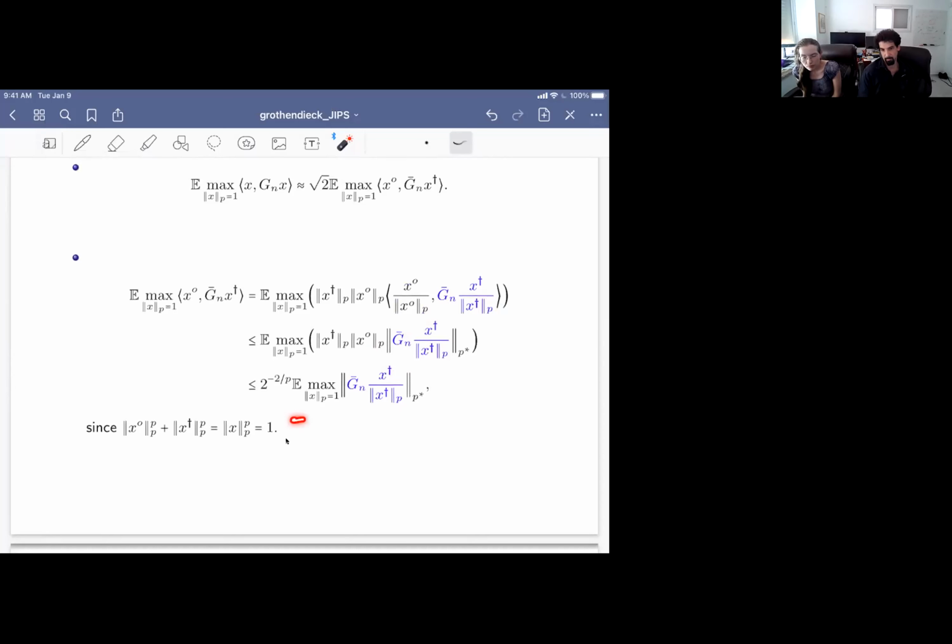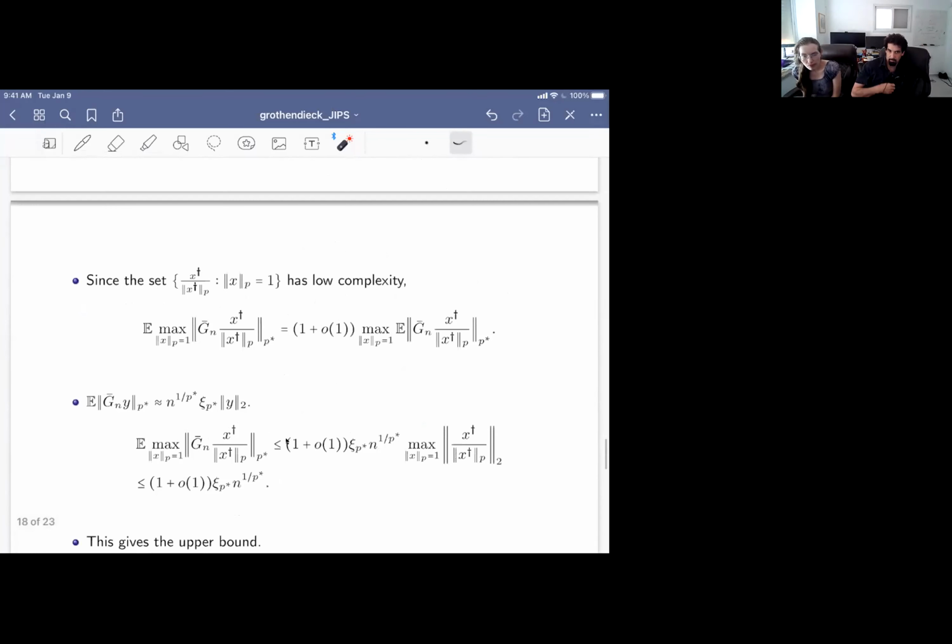And now we have to take an expectation of the maximization over the unit LP ball of the P star norm of this blue vector. But note that this LP normalized x plus has low complexity because it has only a few non-zero entries. So we can use the Gaussian concentration and union bound to commute the maximization and the expectation, and we can take the max outside of the expectation.